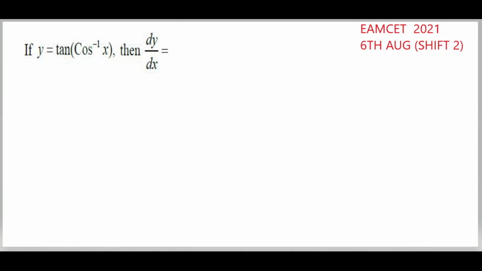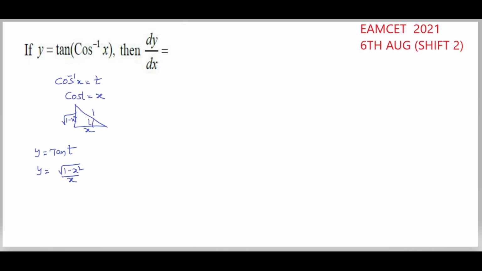If y is equal to tan of cos inverse x, then dy by dx is equal to? Here take cos inverse x is equal to t. That means cos t is equal to x. This is a right angle triangle, cos t means this is x by 1. Opposite side is root over 1 minus x square. Therefore y is equal to tan of cos inverse x, that is tan t. That is y is equal to tan t, which is root over 1 minus x square by x.